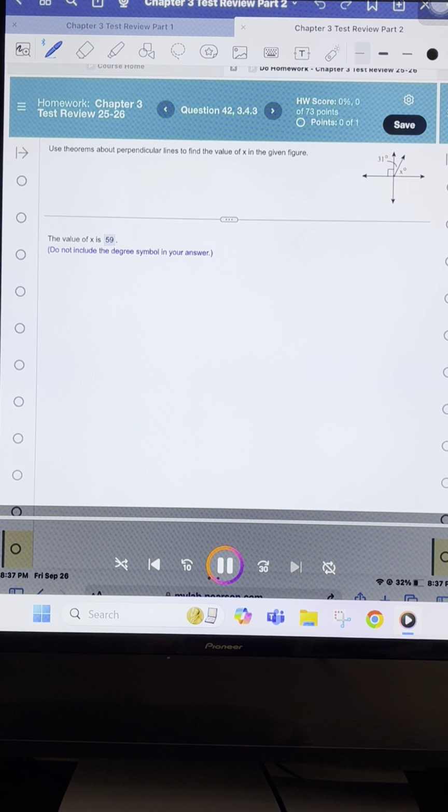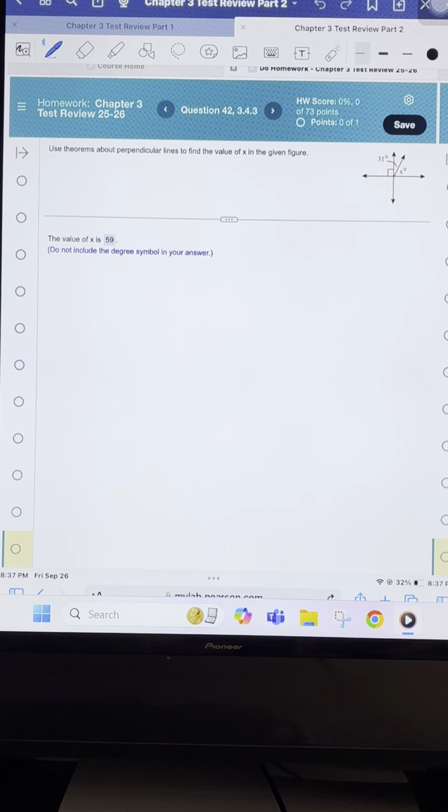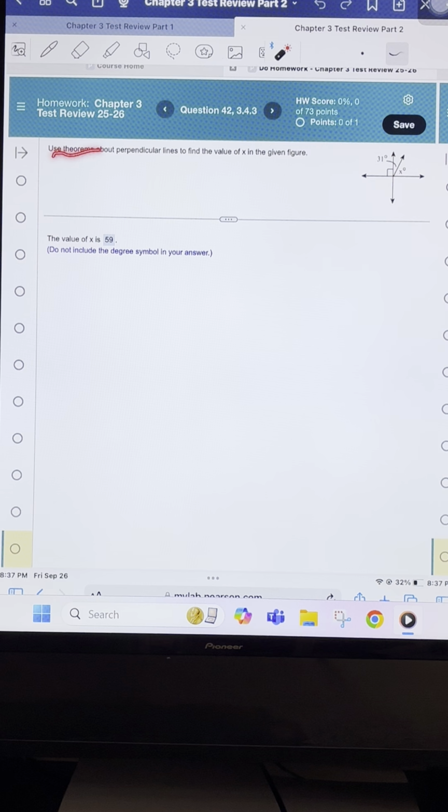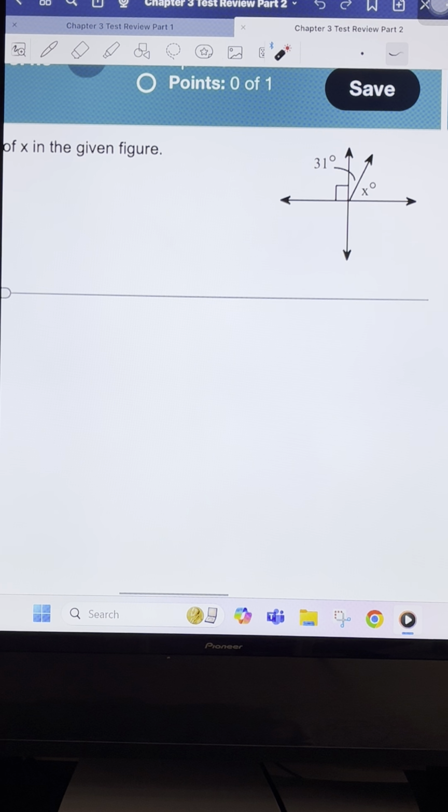Alright, so let's do the chapter 3 test review, part 2. So 3.4 is really simple. It's asking us to use theorems about perpendicular lines to find the value of x. Well, if I have a perpendicular right here, this little box, the right angle, then that means this degree is also a right angle. So is this one, and so is this one.